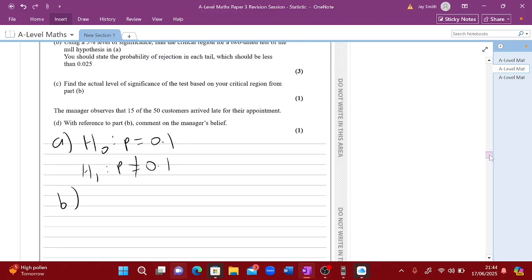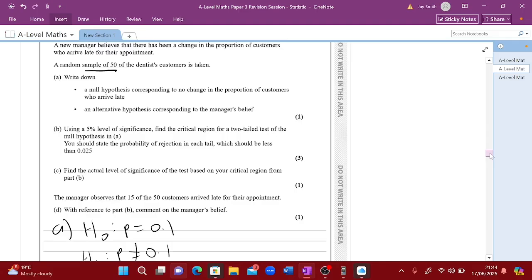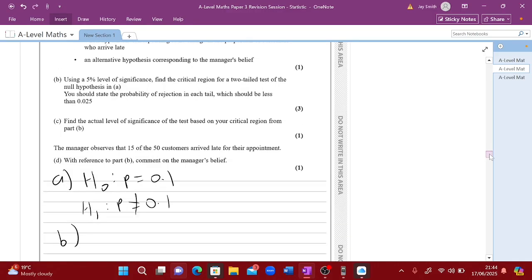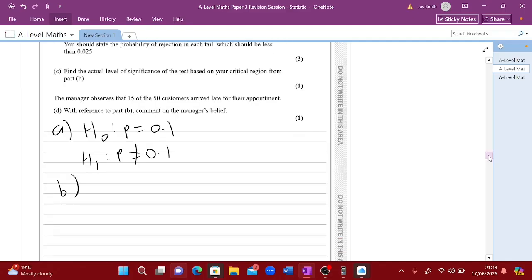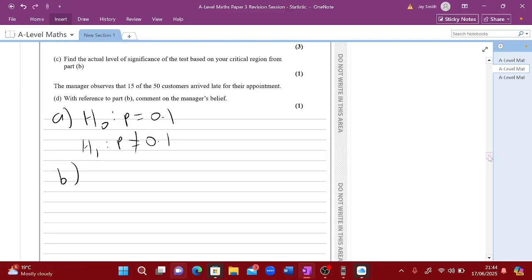Part B. Using a 5% level of significance, find the critical region for a two-tailed test for the null hypothesis in part A. So we need to find a critical region for this. What that means is, again, assume a distribution looks like this, like a normal, but obviously it's just discrete values. But assume it looks like a normal, it doesn't really matter.